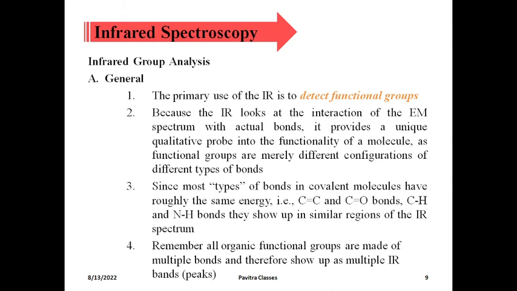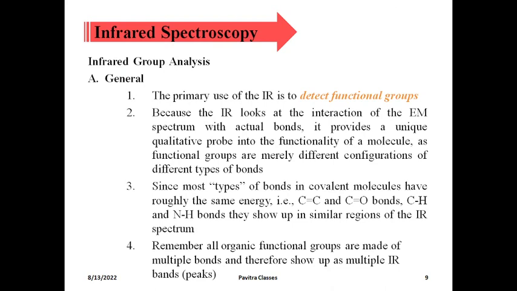For the detection of the functional group, IR is used, because IR looks at the interaction of the electromagnetic spectrum with the actual bonds. It provides a unique quality probe of the functional groups in a molecule, as functional groups are merely different combinations of different bonds. So for the single bond, double bond, and other functional groups, each has a unique characteristic peak.